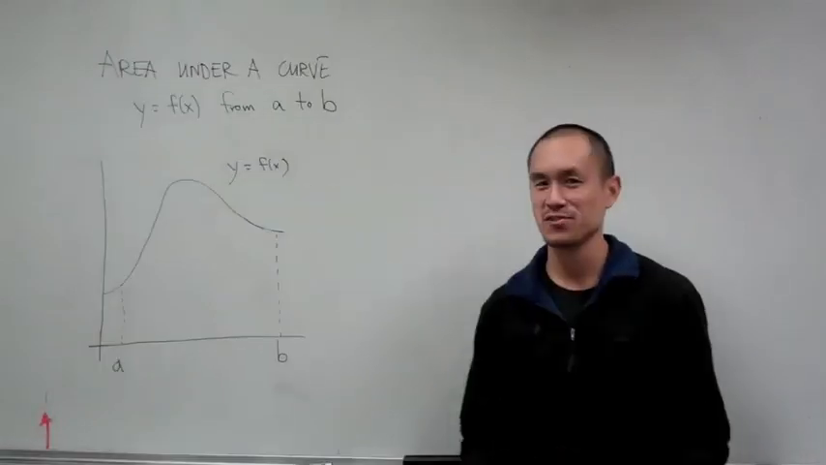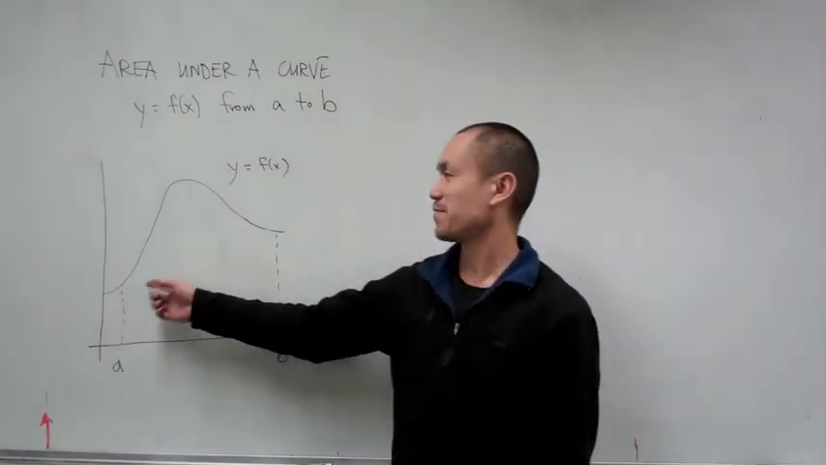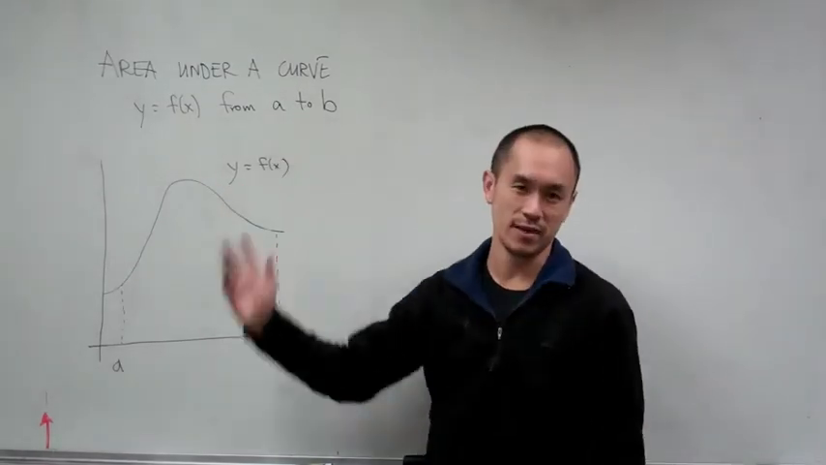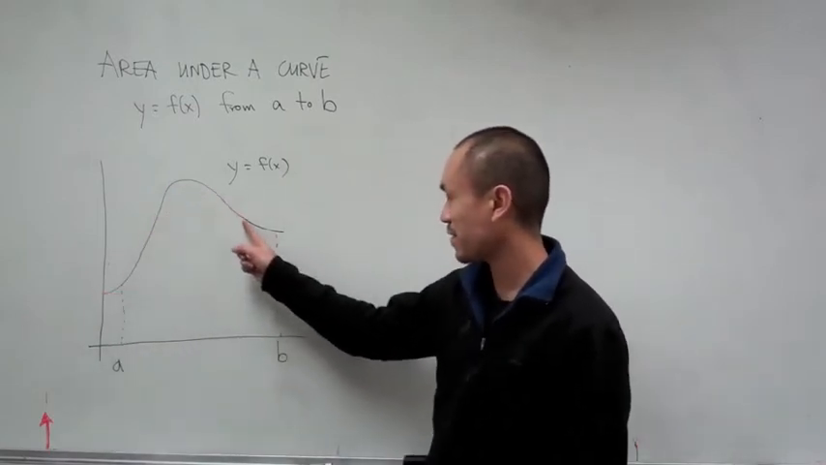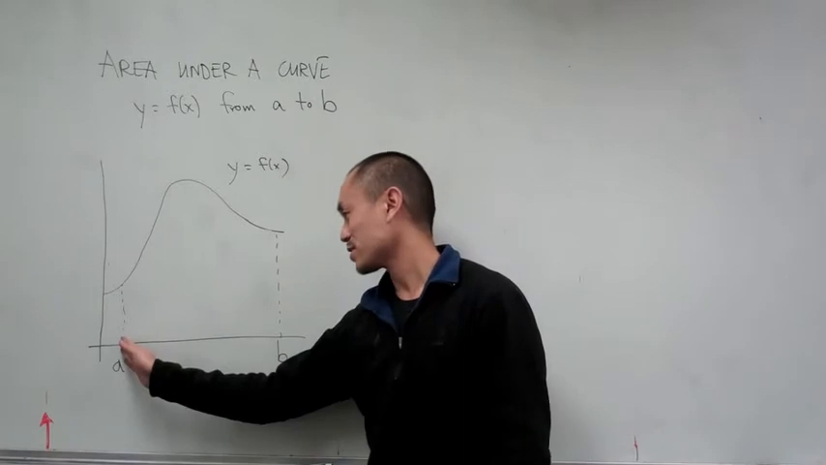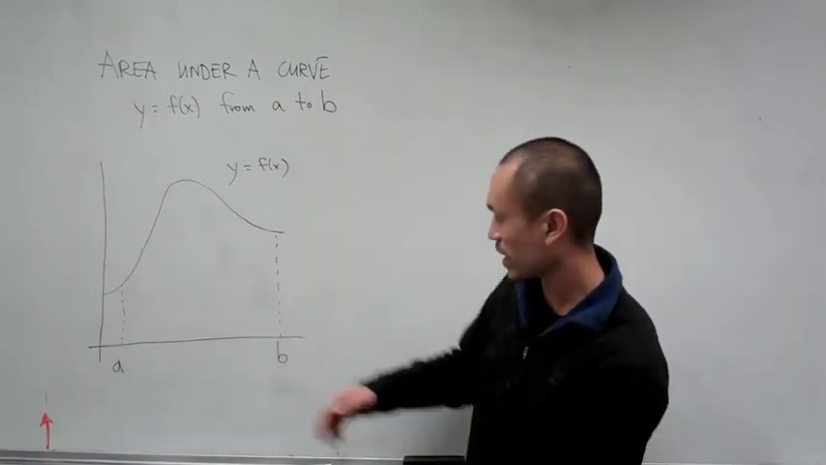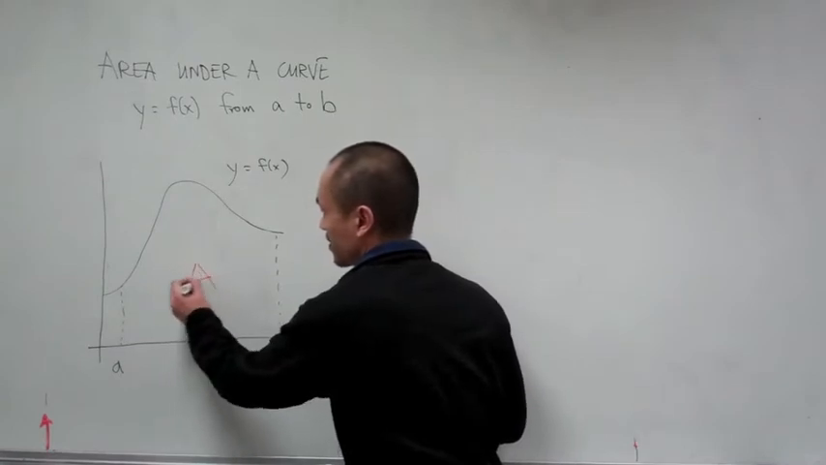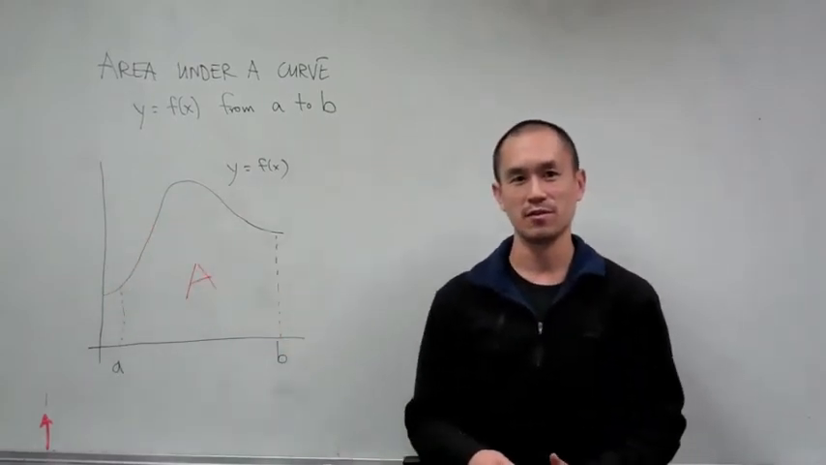Today, what I want to talk to you about is how to find the area under a curve for some function between two given x values. So in this particular case, I have this curve here, f of x. I have my x equal to a right here, my x equal to b right here. I basically want to find this whole area right here, this area A. This whole area, that's what I'm looking for.